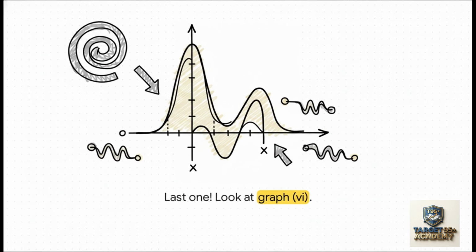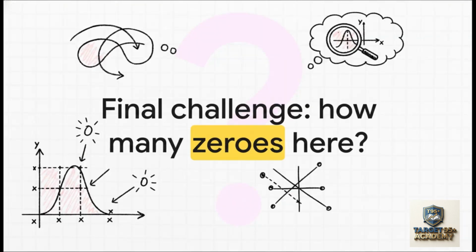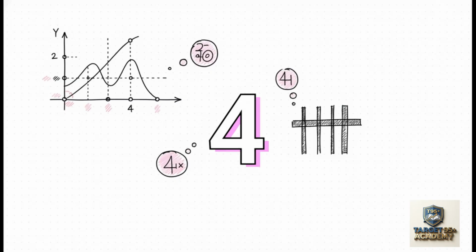Okay, last one. Now this one looks a little more complicated, but the rule is exactly the same. Don't let all those wiggles fool you. From the final challenge, how many zeros do you see here? Take your time and just count them up. 4. The answer is 4. 1, 2, 3, 4 intersections. That's it. That's all there is to finding the number of zeros from a graph. You just have to count.